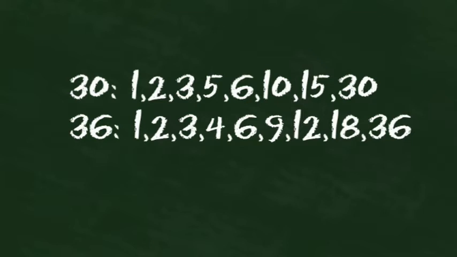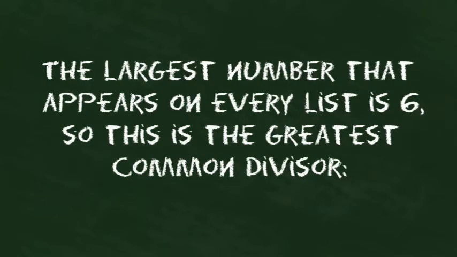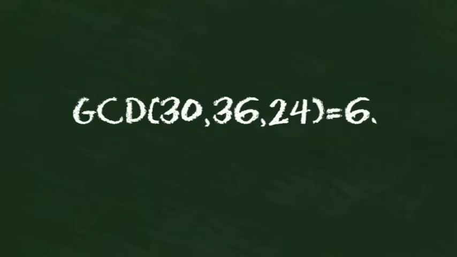The third one, 24. The factors of 24 are 1, 2, 4, 6, 12, and 24. The largest number that appears on every list is 6. So this is the greatest common divisor. Let's simplify: the GCD of 30, 36, and 24 is 6.